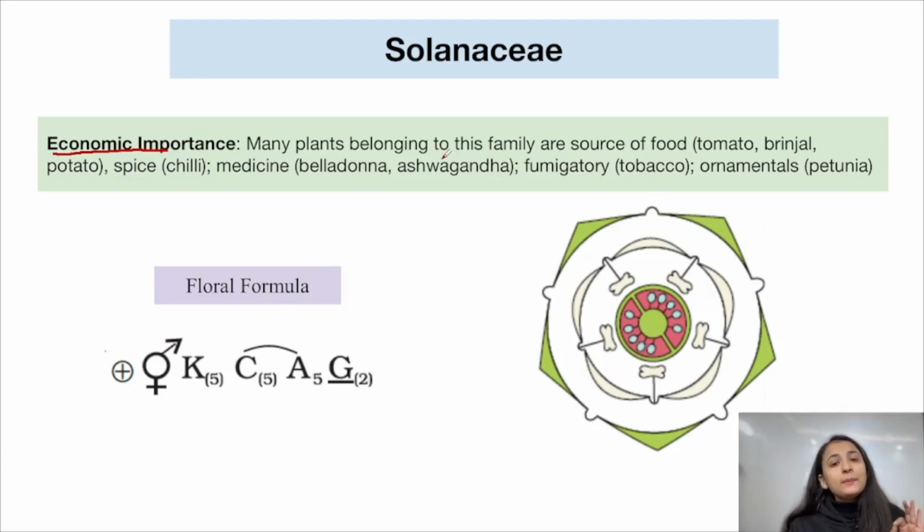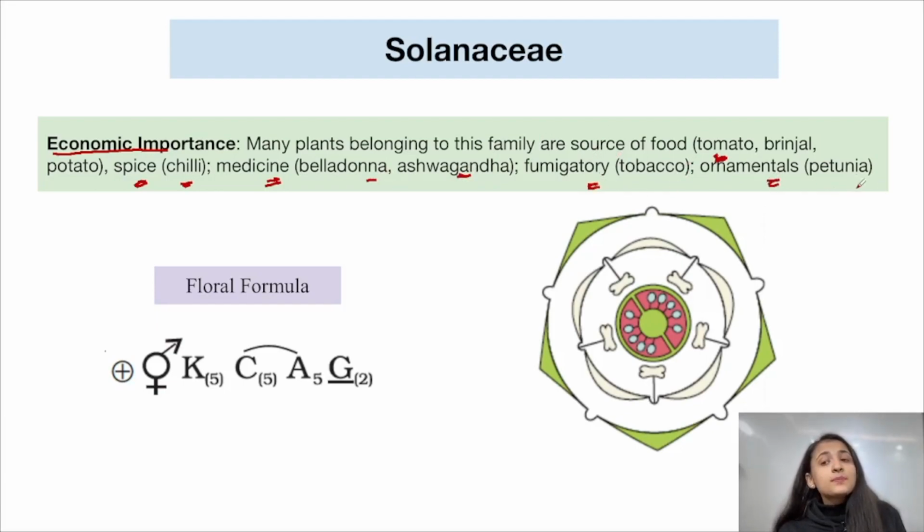So many plants belonging to this family are a source of food. Other vegetables are tomato, brinjal, potato, and in spices, chili. So these are the sources of food. Tomato, brinjal and potato, we consume them. The most famous is the potato. Then tomato is also there. Brinjal is also there. In spices, chili is there. As medicines, belladonna and ashwagandha. As fumigatory, tobacco is there.